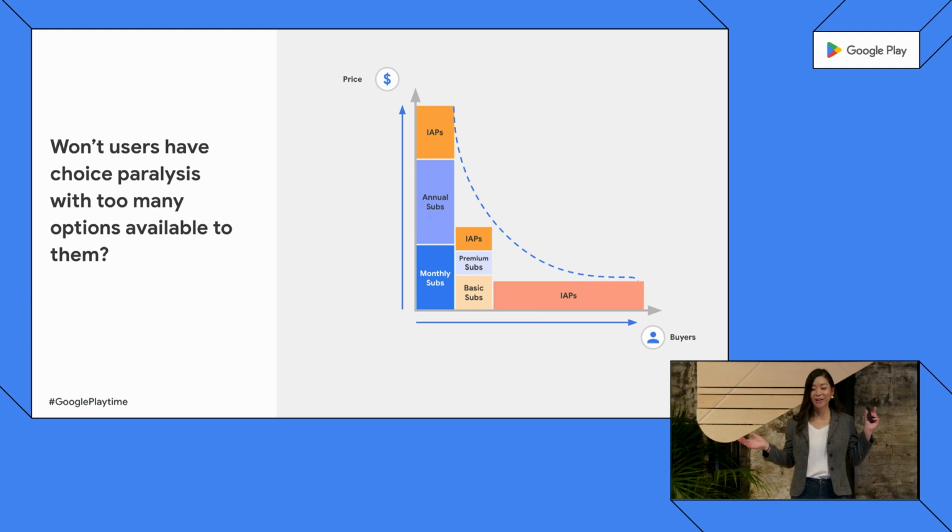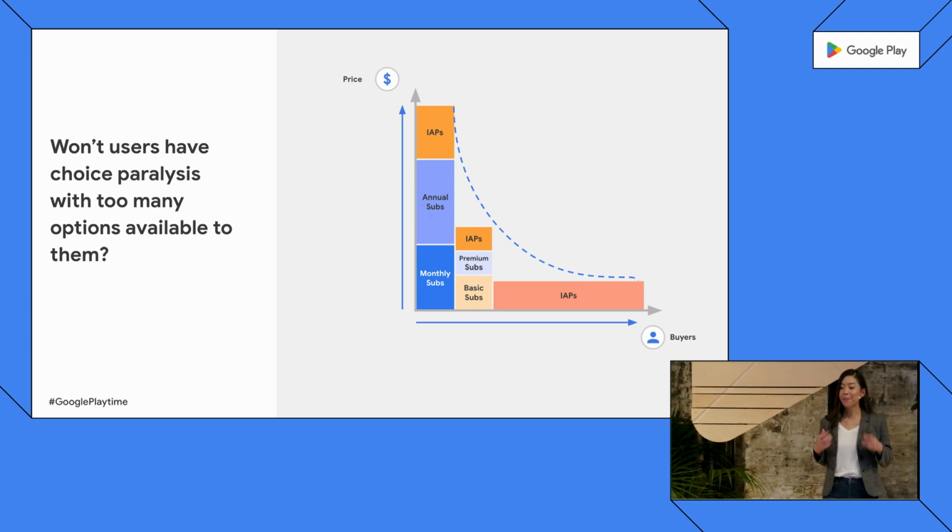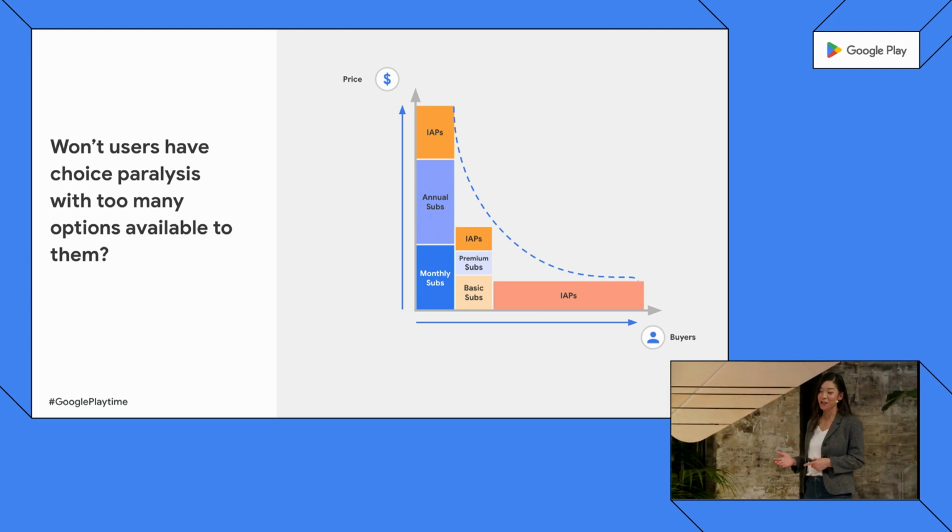Okay, let's say you've taken all my advice today and you have implemented all the offers I suggested. It's true that your users will run into a choice paradox, especially if they're like me, where too many options can overwhelm me, and then I'm unable to make a decision. I end up procrastinating, and I buy nothing at all. So how can you mitigate this risk with your users?